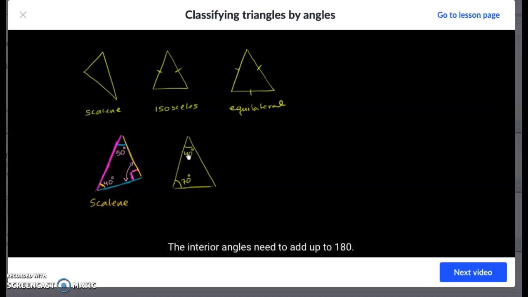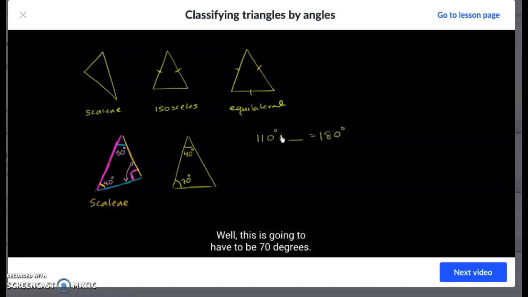The interior angles need to add up to 180. 70 plus 40 is 110. So you can say 110 plus what is equal to 180 degrees. Well, this is going to have to be 70 degrees. So this angle right over here is 70 degrees.